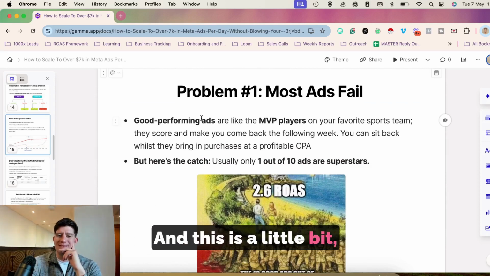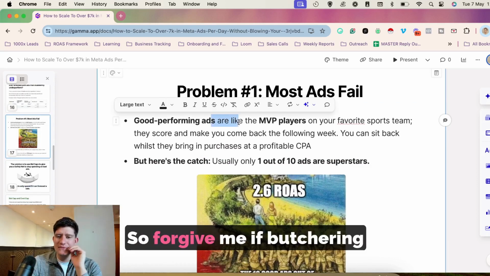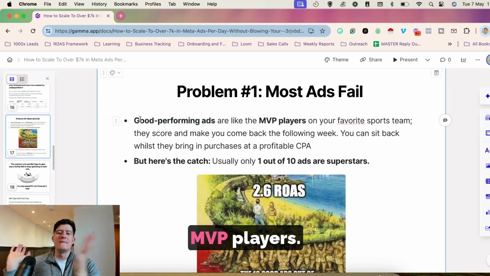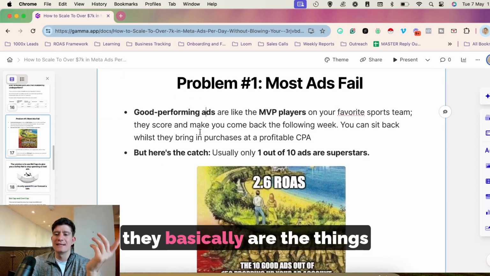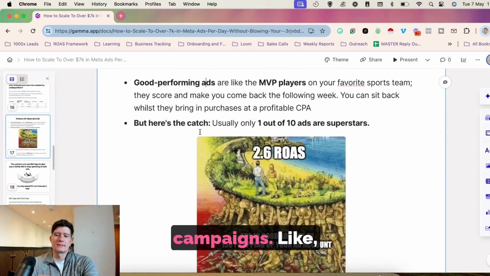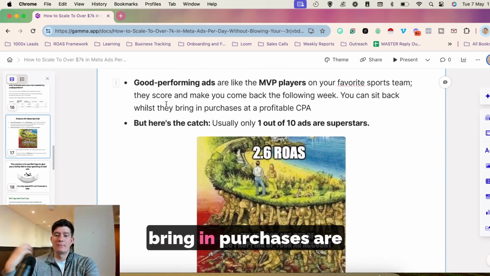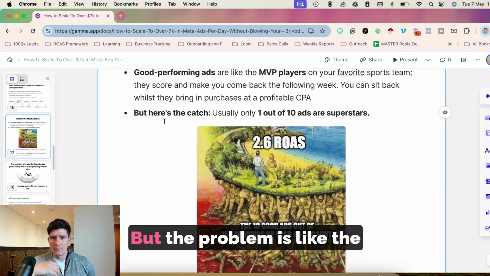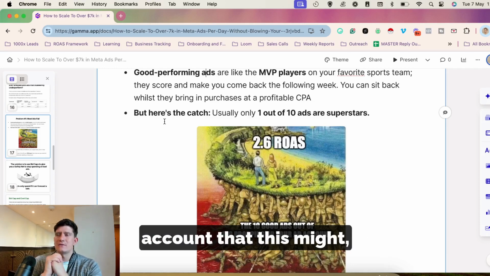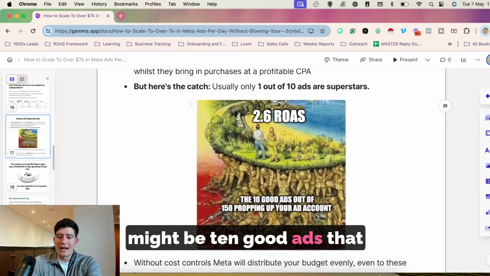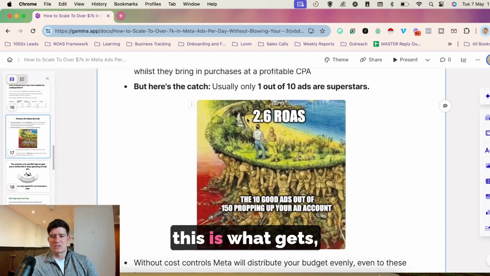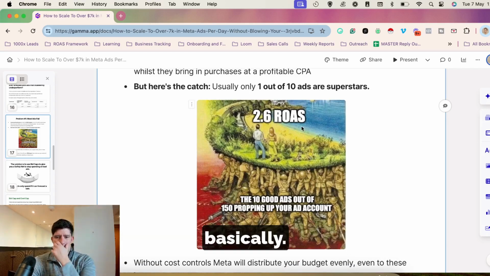This is a bit US based, so forgive me if I'm butchering this, but good performing ads are like MVP players. They are the things that are propping up your campaigns. These are the reasons that they bring in purchases at a profitable CPA. But the problem is they're few and far between. You probably see in your ad account that this might be 10 good ads that are propping up 150 that aren't. And this is what gets you a modest ROAS.